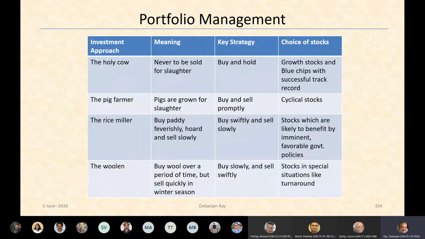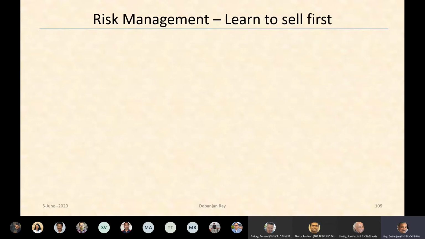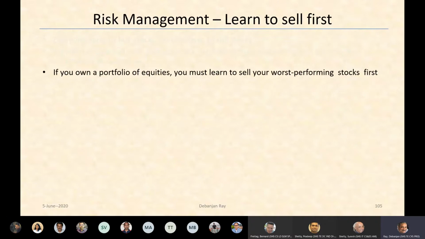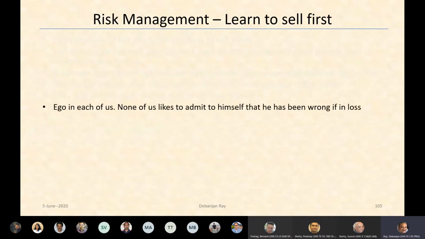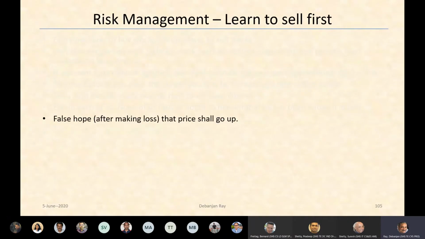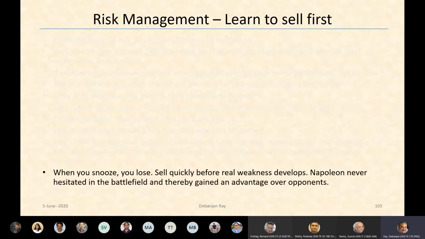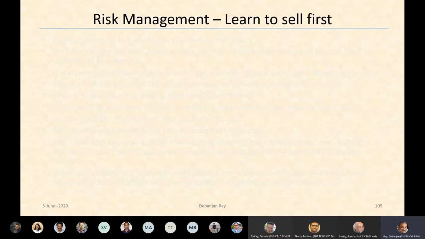And then there are different kinds of investors: holy cow, pig farmer, rice miller. I've explained all these things. Basically, it is the duration for which you will hold the stocks. And then we know that selling is the biggest word, and many people fail to sell at the right point of time. And then a famous quote from Napoleon: if you are not quick in the warfield, then you will get defeated, basically.